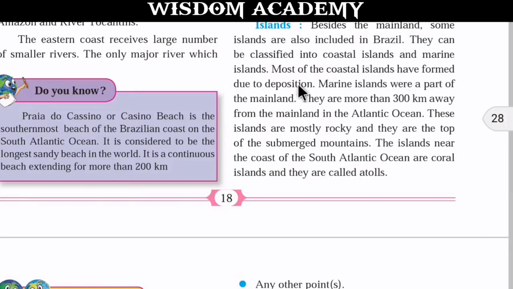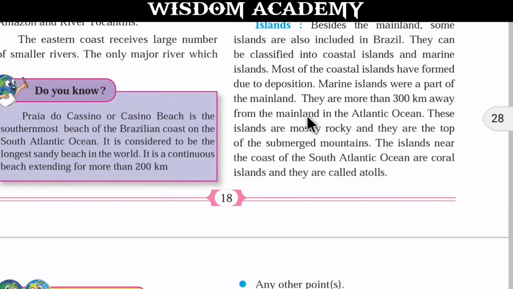Most of the coastal islands have formed due to deposition. जब भी river अपना sand deposit करती है, so river में जो sand है, rocks है, silt है, जब भी deposit होता है, deposition की वजह से वहाँ islands बन जाते हैं. So we have seen there is one island called Marajo Island. Marajo Island is because of the depositional work of River Amazon. So Amazon River ने deposit करने के बाद वहाँ Marajo Island बना है.